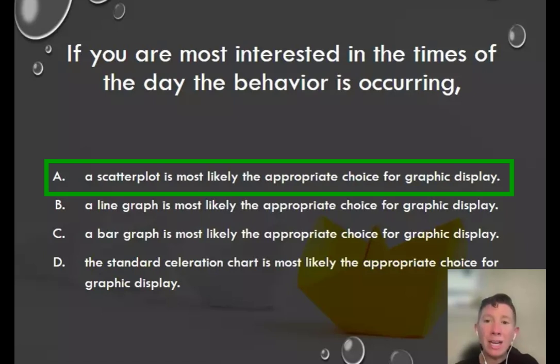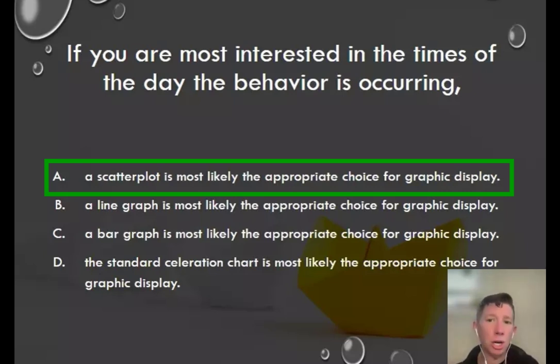A bar graph actually would give us a great summary of how many times a behavior has occurred in certain times of day, but it's not going to show us the relative distribution across time as easily. So a scatter plot is going to be the most flexible one to do that.